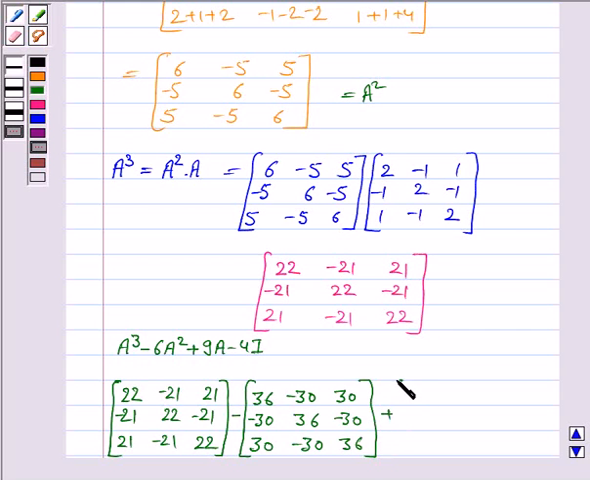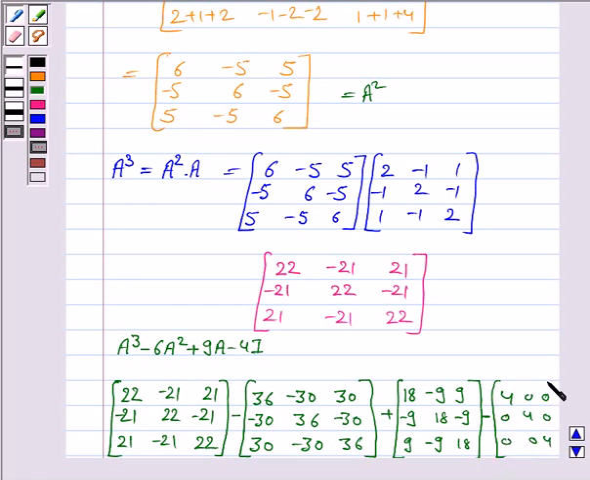plus 9A, multiplying each term of A with 9. A is this, so we multiply each term of A with 9, which gives us 18, minus 9, 9, minus 9, 18, minus 9, 9, minus 9, 18, minus 4I, where I is the identity matrix of order 3 cross 3. So it is 4, 0, 0, 0, 4, 0, 0, 0, 4.